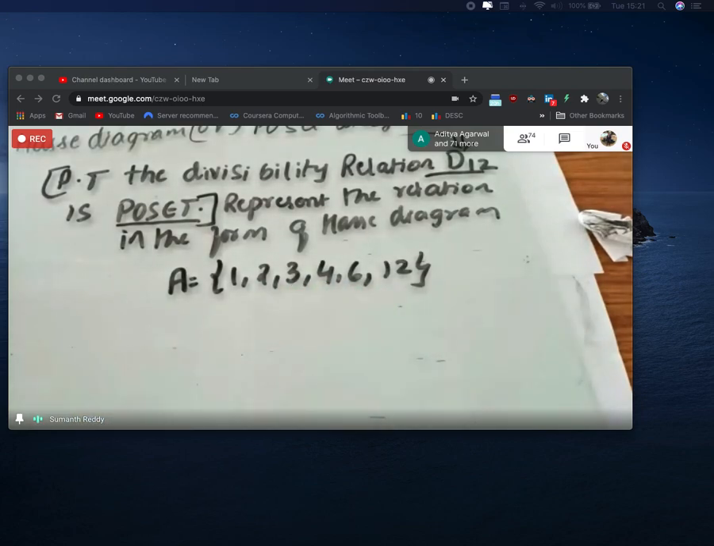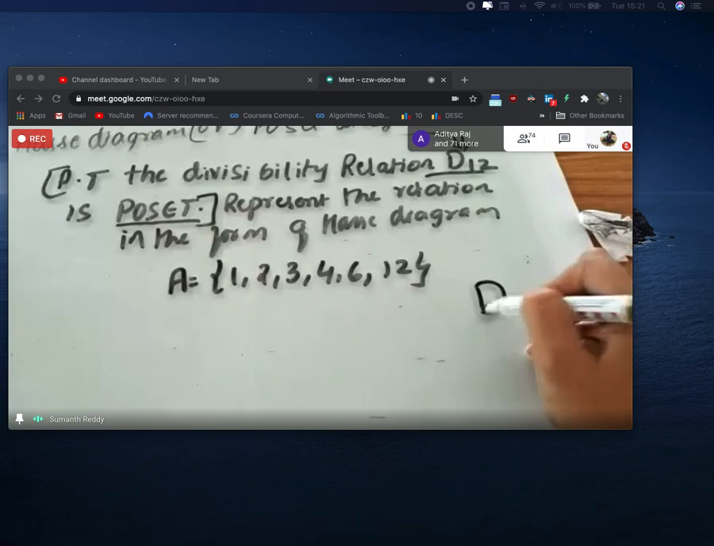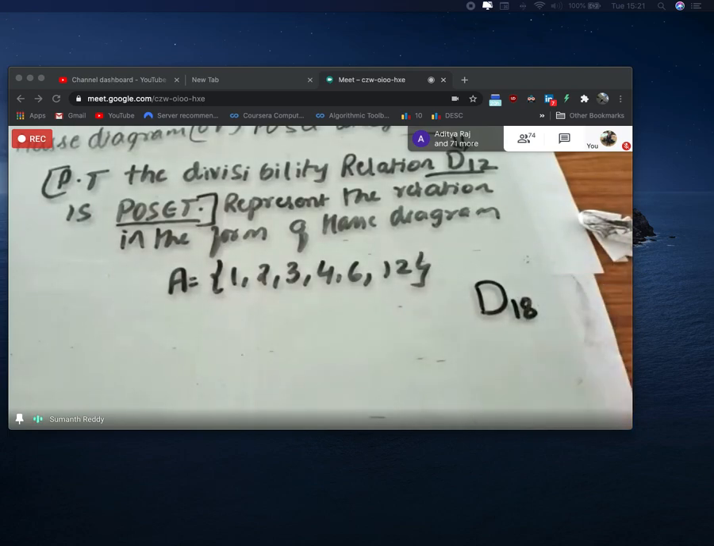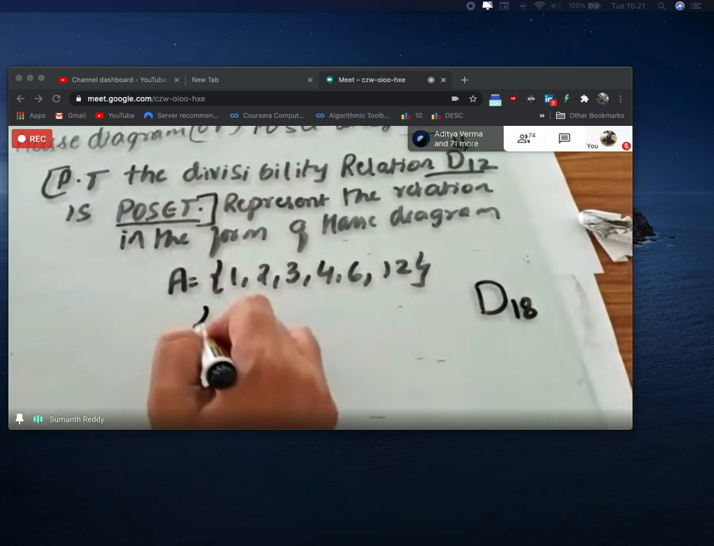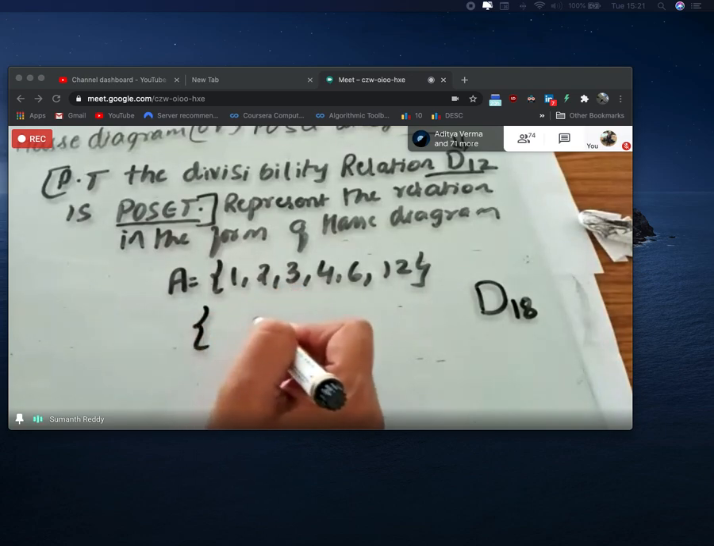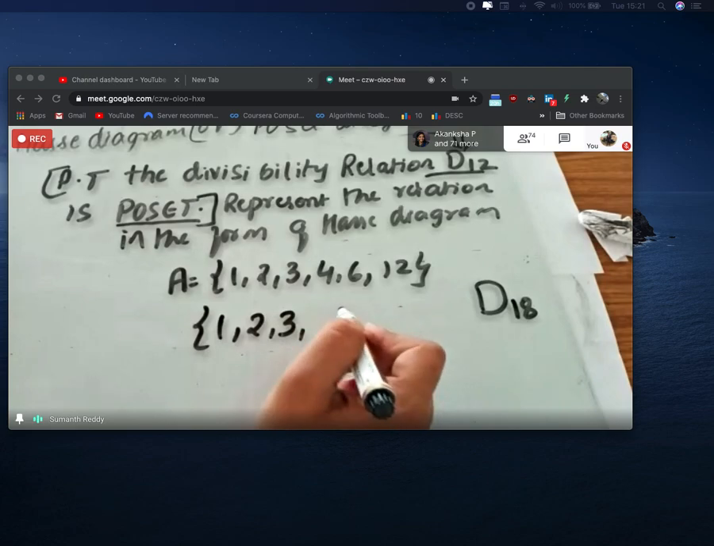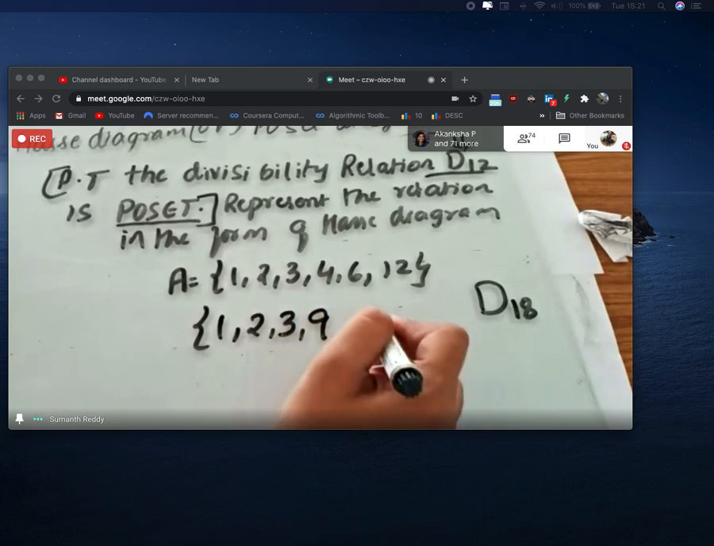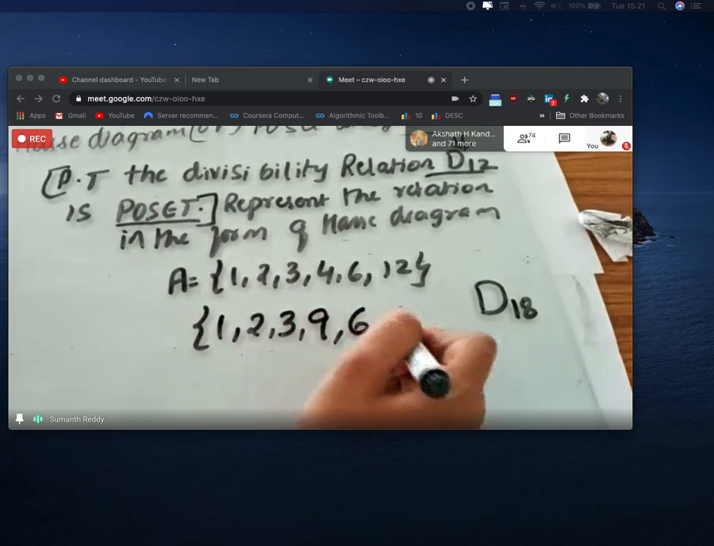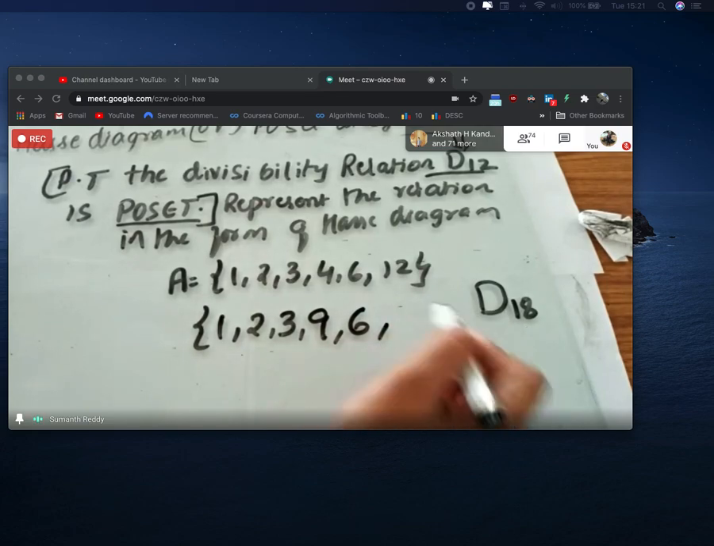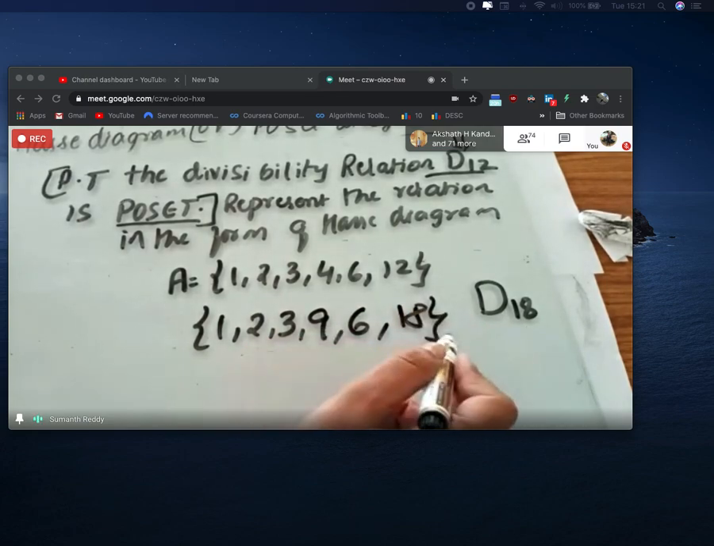Suppose instead of D12, in the exam he gives D18, what are the numbers that you will include? All the numbers that divide 18, for example 1, 2, 3, and which are the other numbers? 9, and yeah, 6 also can be included. Next, and 18. Okay, so these are the positive divisors of 18.